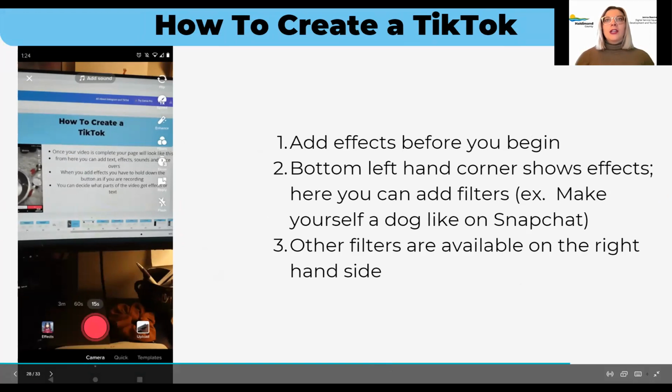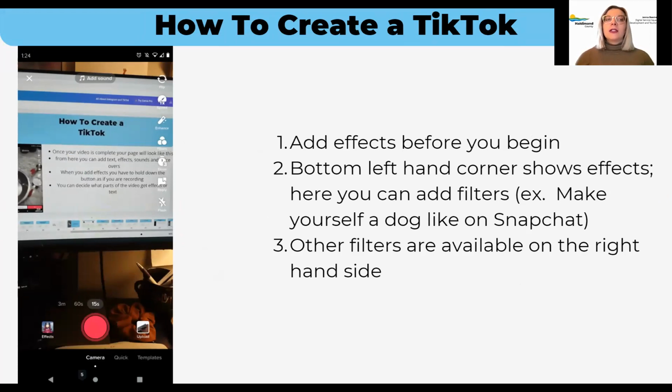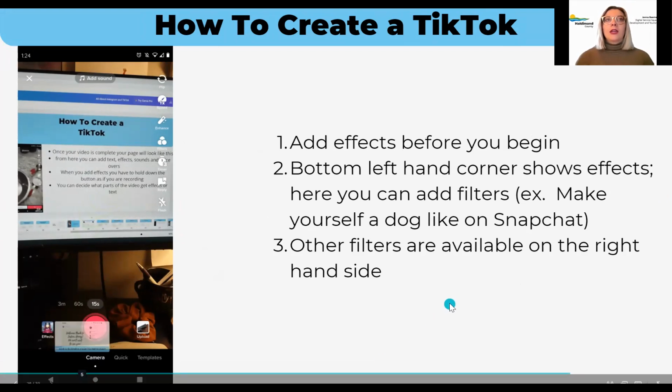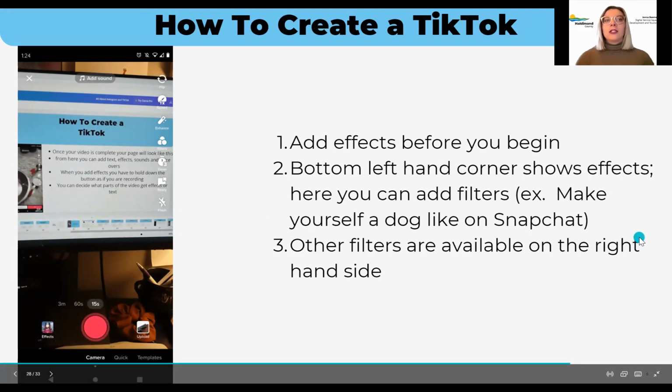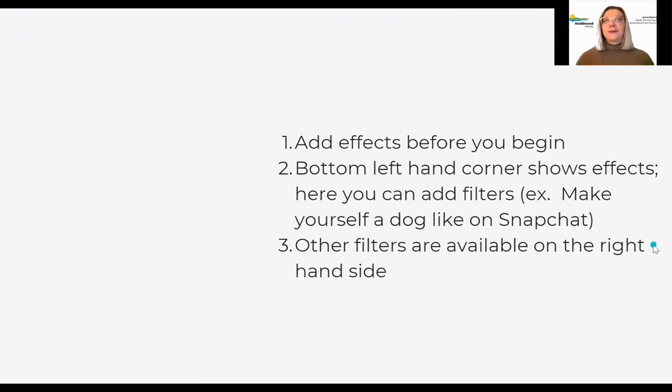Before you begin, you can actually add effects to your TikToks. There at the bottom of the left, in the left-hand corner, you'll see effects. So it's similar to Snapchat effects. So you can make yourself look like a dog. You can add different filters to your face. And then other filters are available on the right-hand side there as well. So you can set up a timer, you can add speed, and you can flash your camera, just stuff like that before you start.